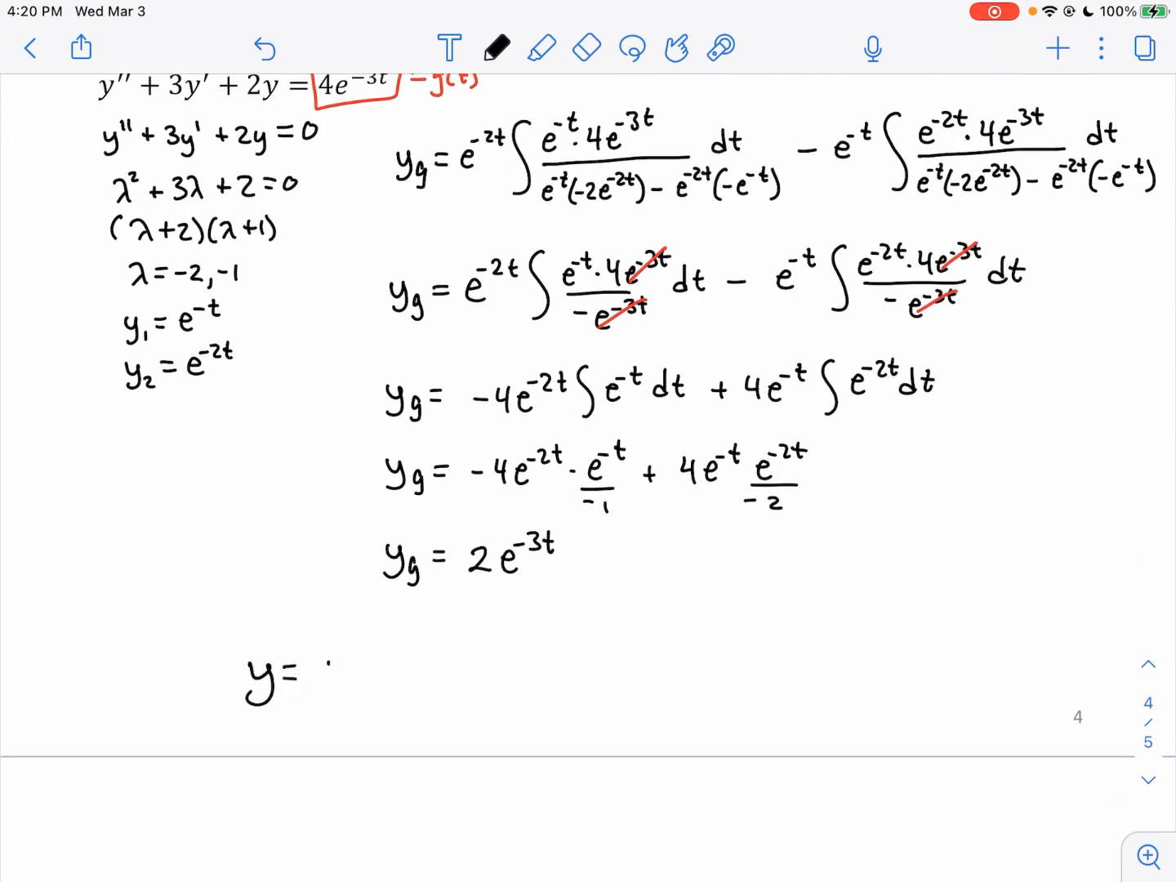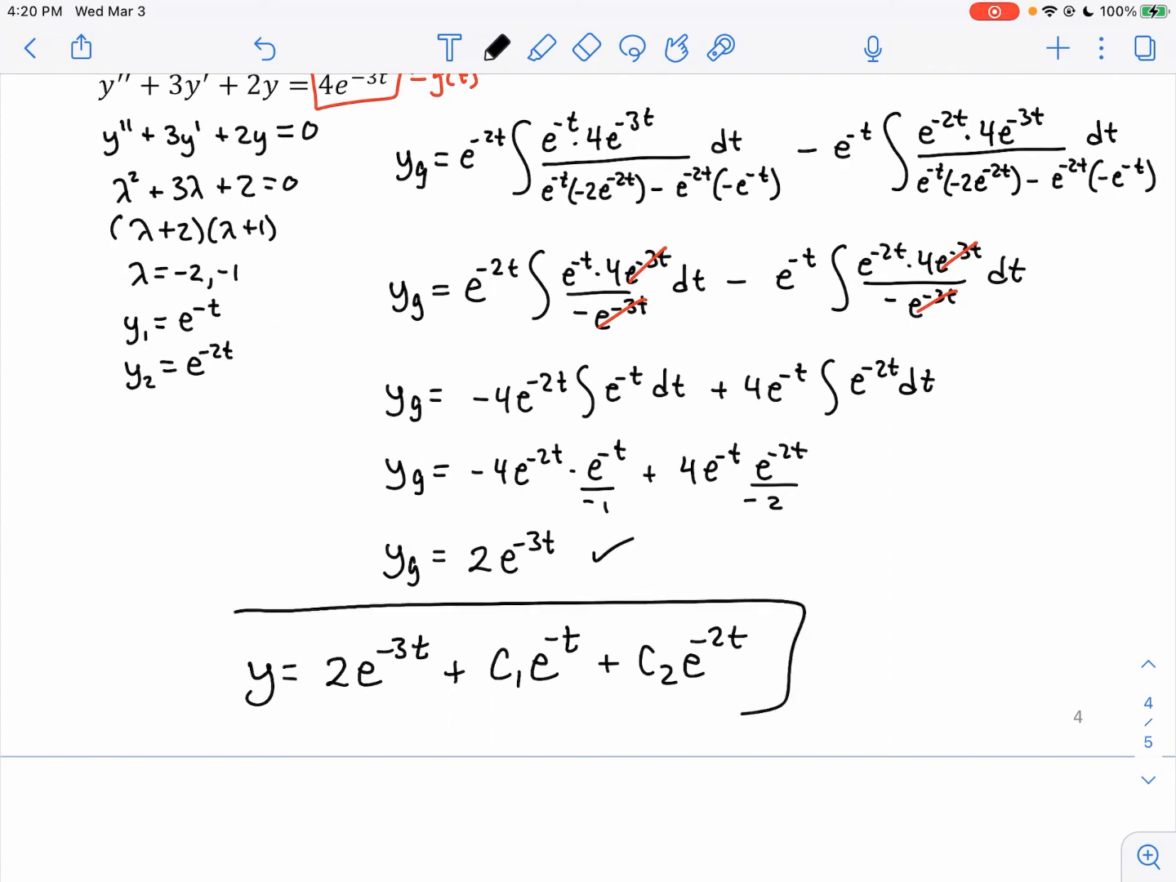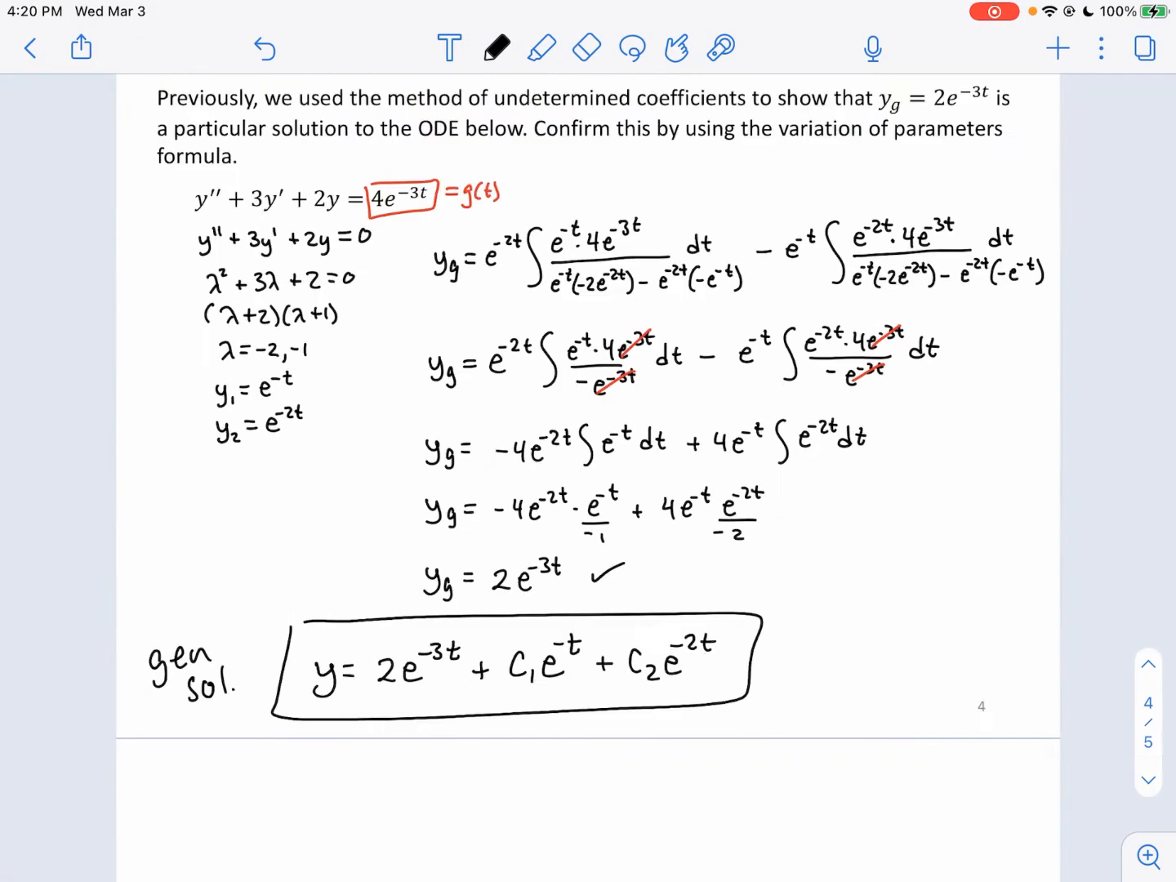The general solution would be the 2e to the negative 3t, the particular solution, plus some constant, c1, times the first homogeneous solution, which is e to the negative t, plus some constant times y2, the second homogeneous linearly independent solution. And here is our general solution. So let's put a check next to here, so we confirmed that we got the same particular solution, and then of course here is our now general solution.